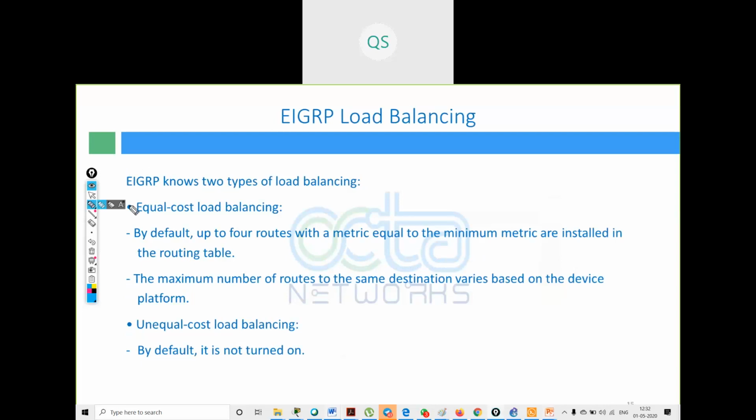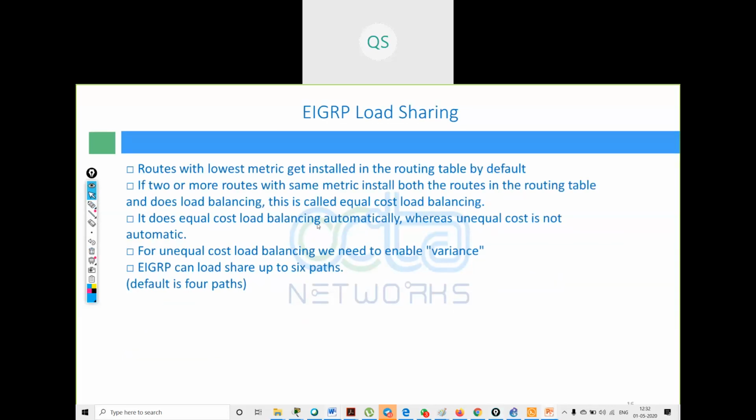See, by default up to 4 routes with an equal metric are installed in the routing table. The maximum number of routes varies based on the device platform. Routes with the lowest metric get installed in the routing table by default. If two or more routes have the same metric, it installs both routes in the routing table and does load balancing.